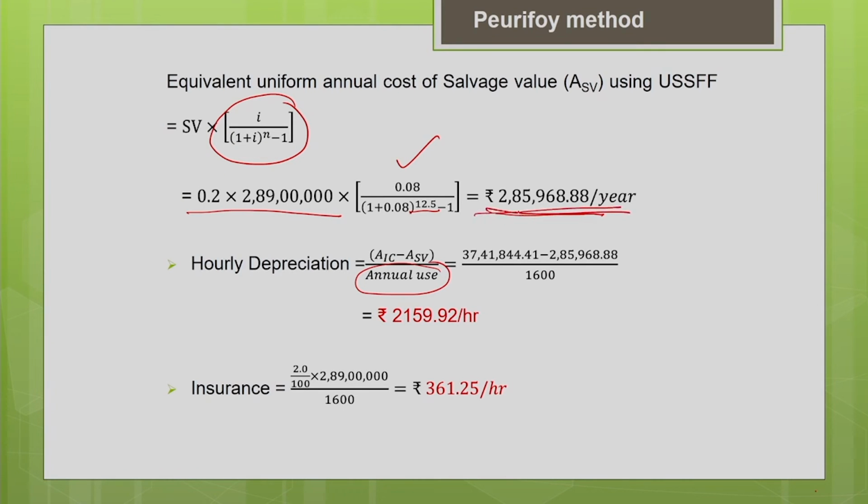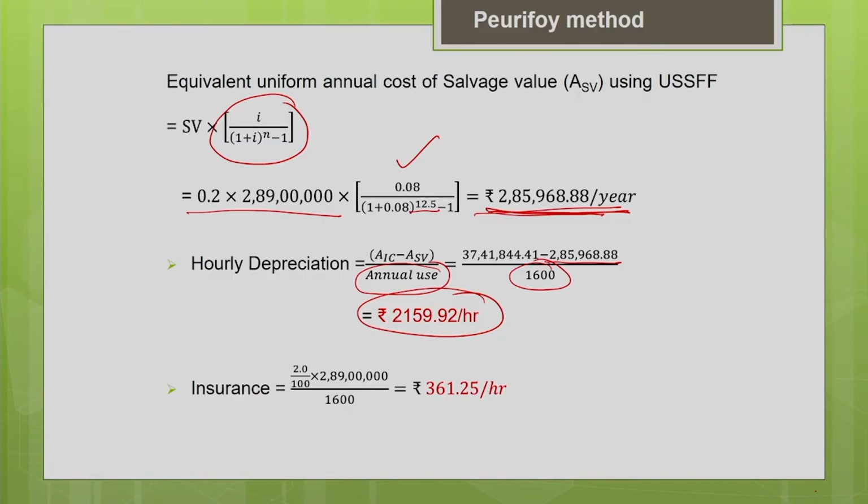Annualized salvage value is nothing but 2,85,968 divided by the annual use of the machine in hours, which is 1,600. So this will give me the hourly depreciation as 2,159.92 per hour.